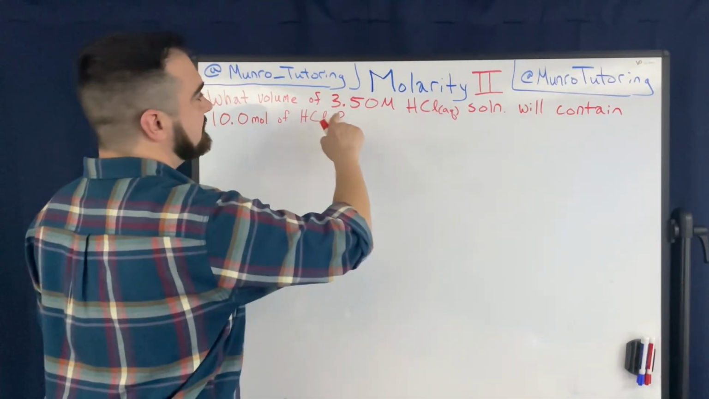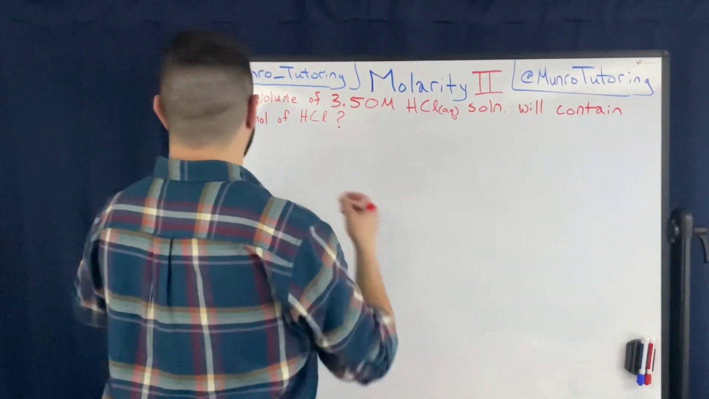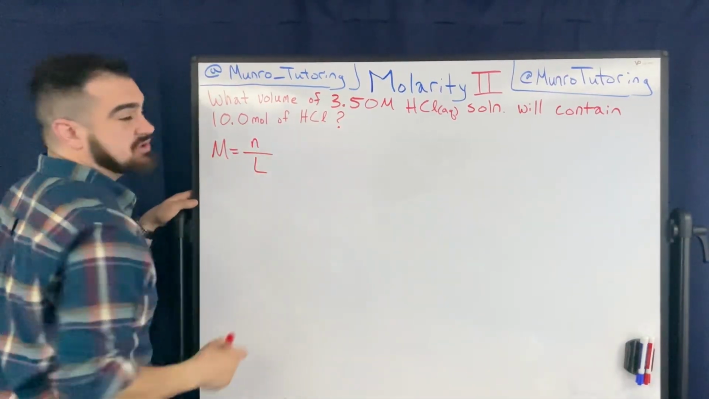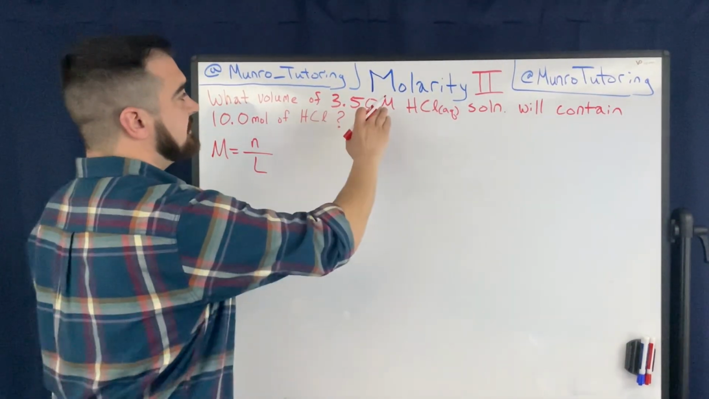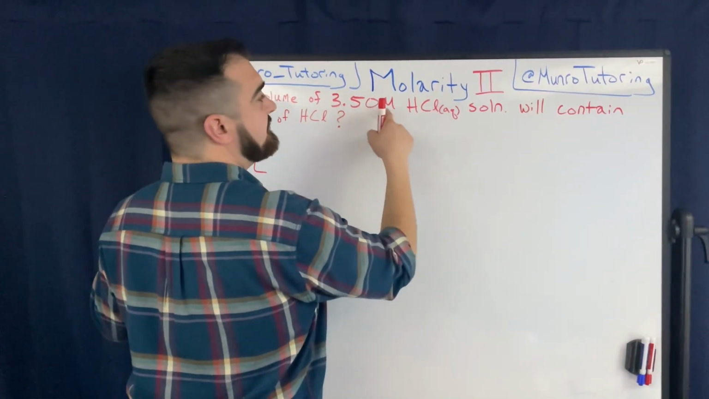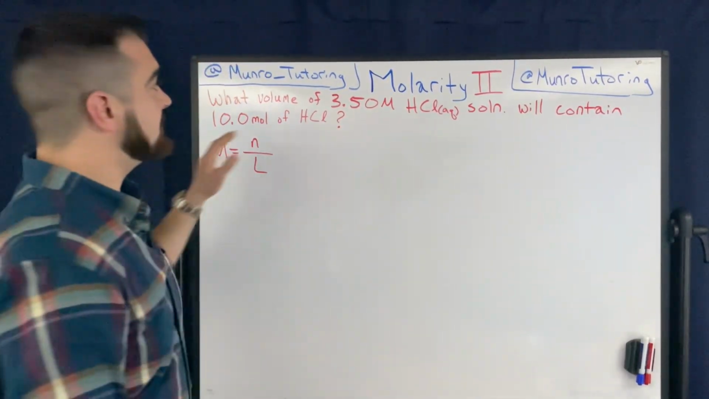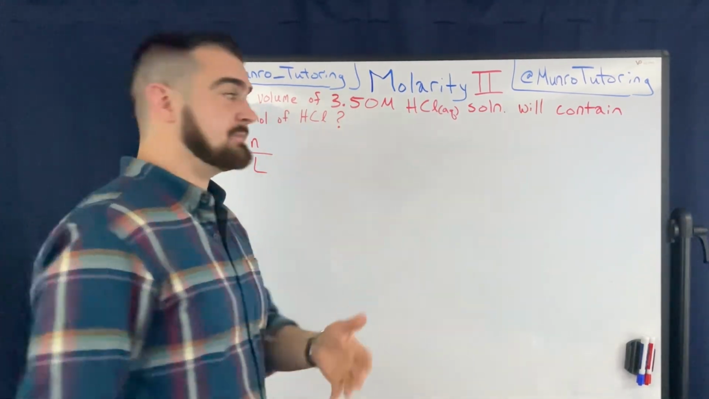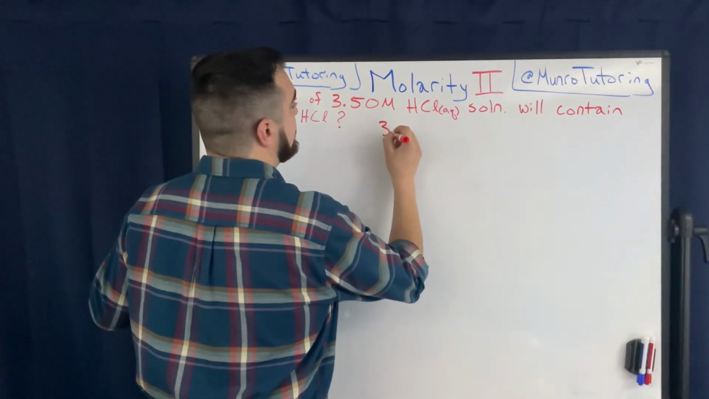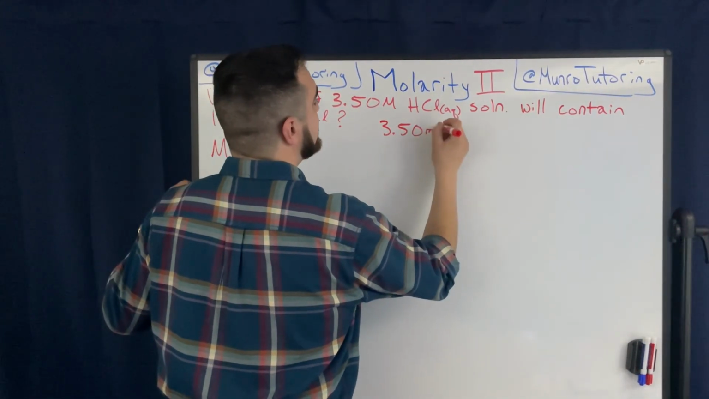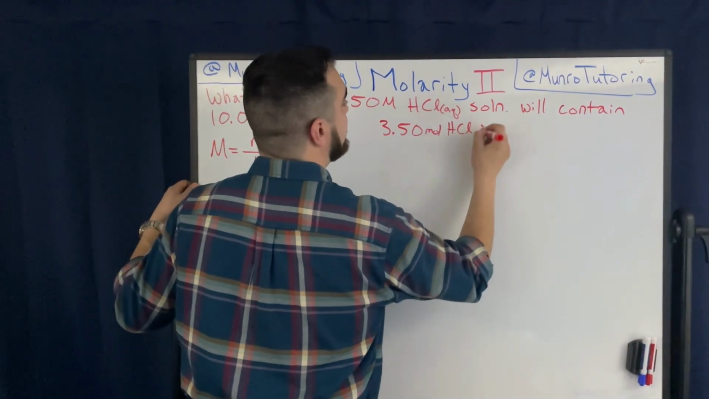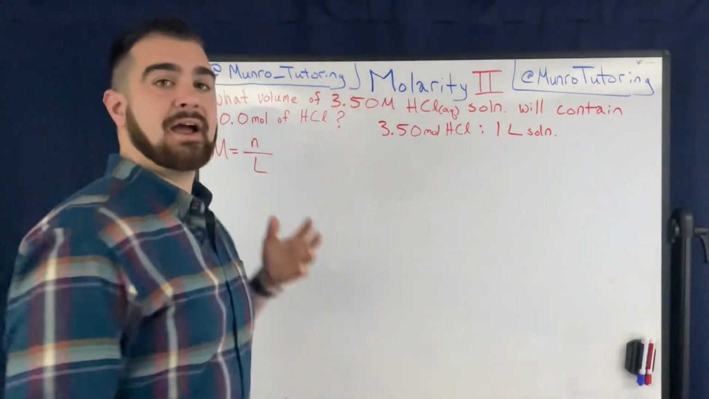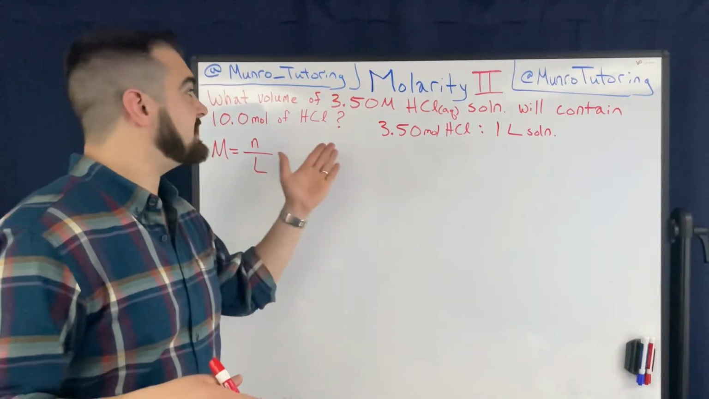We're gonna rewrite this. Instead of 3.50 molars of HCl, remember, a molar is equal to the moles of solute over the liters of solution, okay? And so I'm gonna rewrite this as there's 3.5 moles for every liter of solution, right? If it's 3.5 molar, that means that there's 3.5 moles of HCl in 1 liter of solution. So let's just write that. We have 3.50 moles of HCl for every 1 liter of the solution. And now we just took our molarity and rewrote it as a conversion factor.